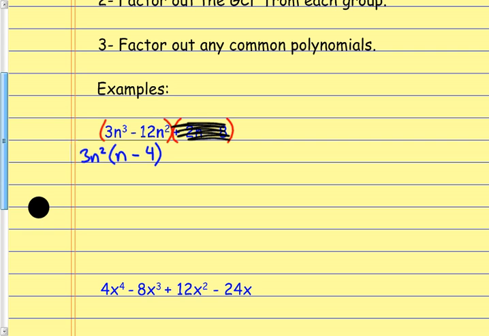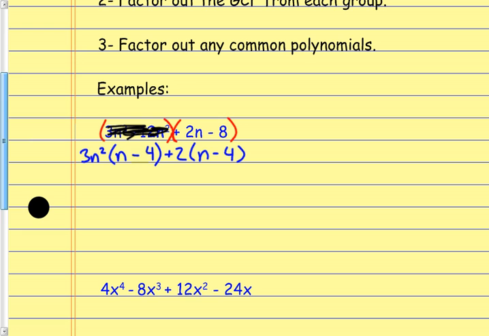Now I'm going to do the same thing with the second group. This time, if I put my parentheses back in place, I'm going to ignore the first group and just look at the second group. If I just look at the 2n minus 8, the greatest common factor here is a 2. It's a positive 2, so I'm going to write a plus 2 down. If I factor that out, I divide out the 2, and it leaves me with an n and a minus 4.